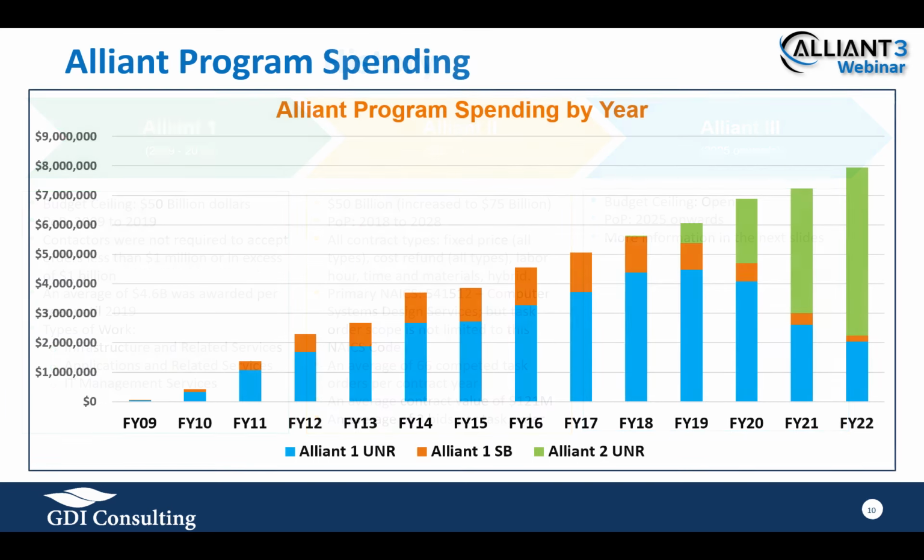So, having said that, let's look at the growth. You can see that the blue is Alliant 1 and unrestricted. The orange is Alliant 1 small business, and green is Alliant 2. Obviously unrestricted, because the small business side of Alliant 2 was protested and never got off the ground. But you can see that as a whole, this program has been growing steadily year after year. And this gives you an idea of how healthy this program is.